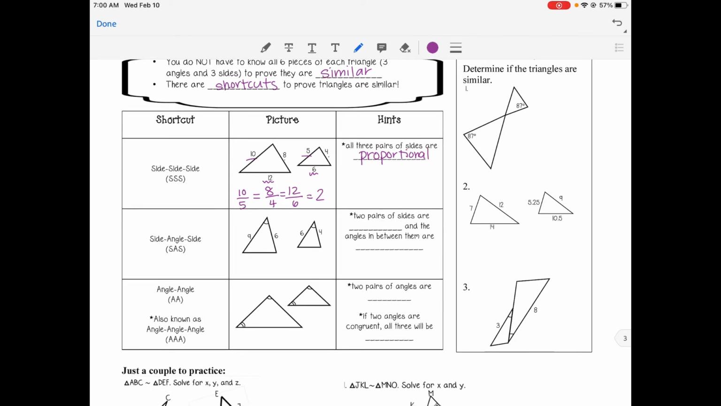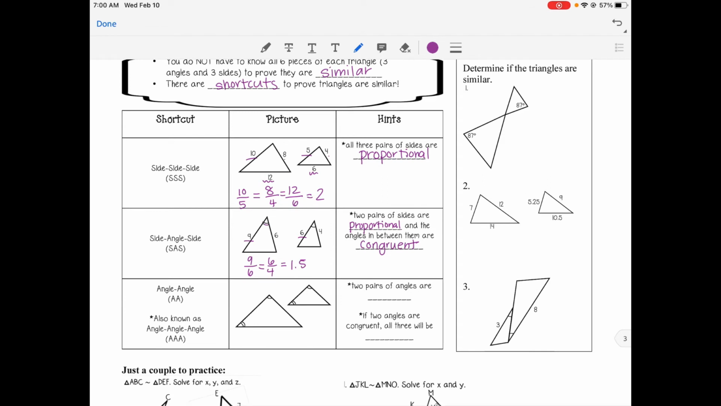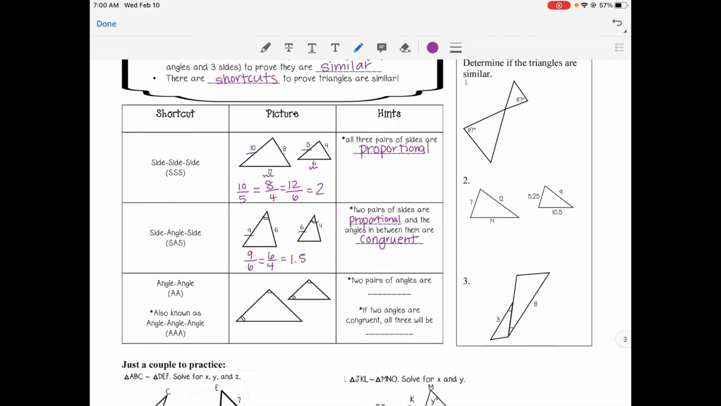Okay, if we say side, angle, side, we're saying the 2 pairs of sides are proportional and the angles between them are congruent. So we're saying, like 9 over 6, because those are the sides that correspond, and 6 over 4. And either way I divide those, 9 divided by 6, 6 divided by 4, they both give you 1.5. So they have the same ratio. And then we see here that they mark the angles are congruent as well.